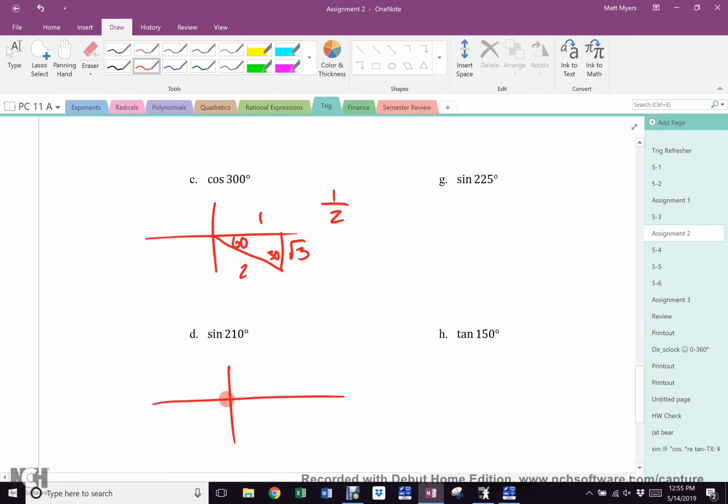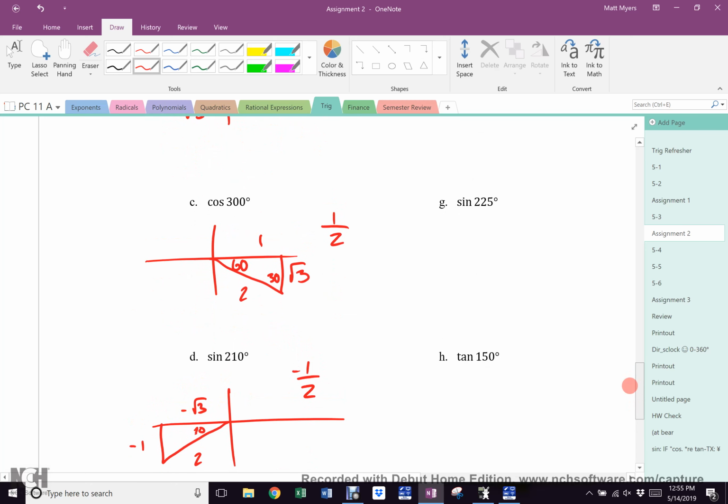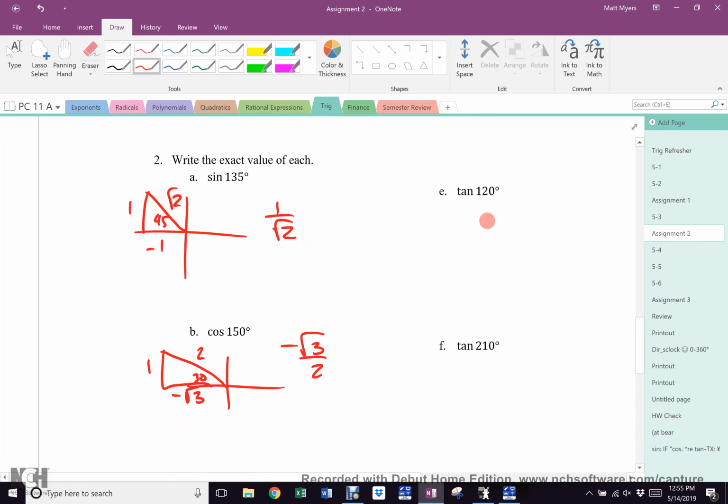Sine of 210, that's down here. 30, negative 1, negative root 3, 2. Sine, negative 1 over 2. That's it. Everybody okay? 120, where's that? That's out here. There's the 60, there's the 30, negative 1, root 3, 2. Tan is opposite over adjacent, so it is negative root 3, because root 3 divided by negative 1 is negative.